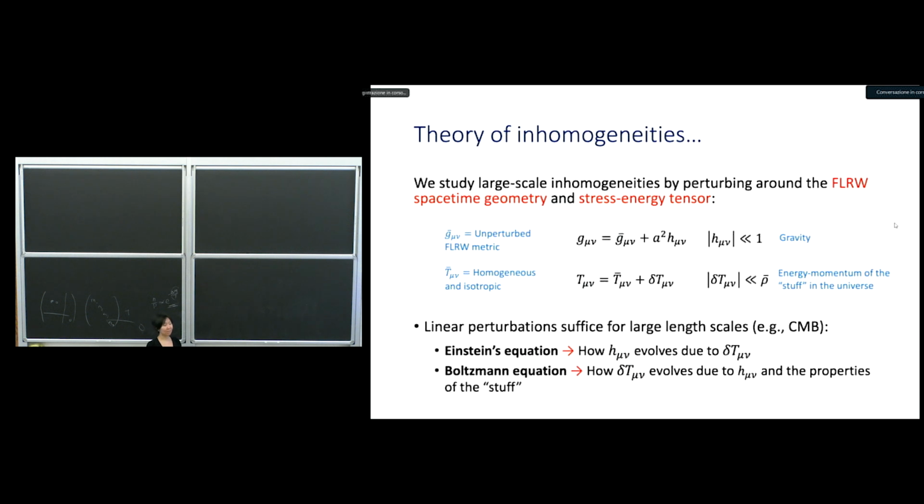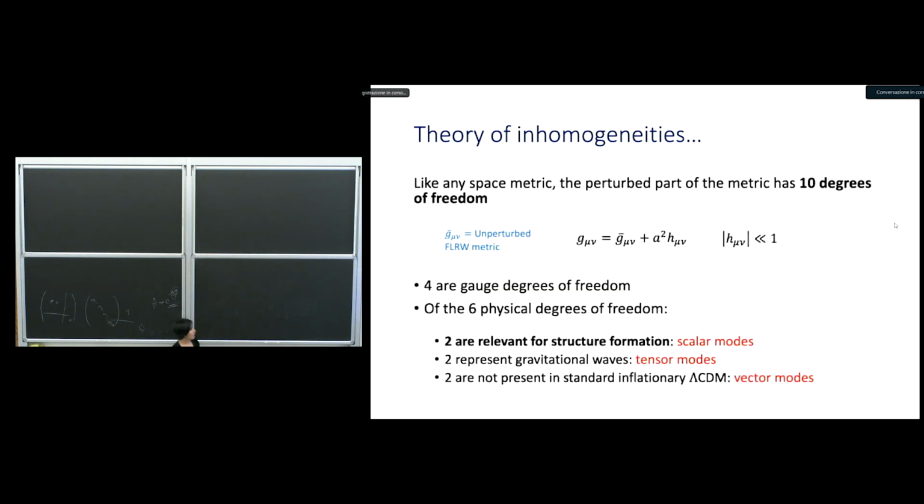And what the Boltzmann equation does is to tell us how the perturbations in the stress energy tensor evolve due to perturbations in the metric, as well as the properties of the stuff that is being considered. Now, so here's the metric again. It's a 4x4 matrix and symmetric.